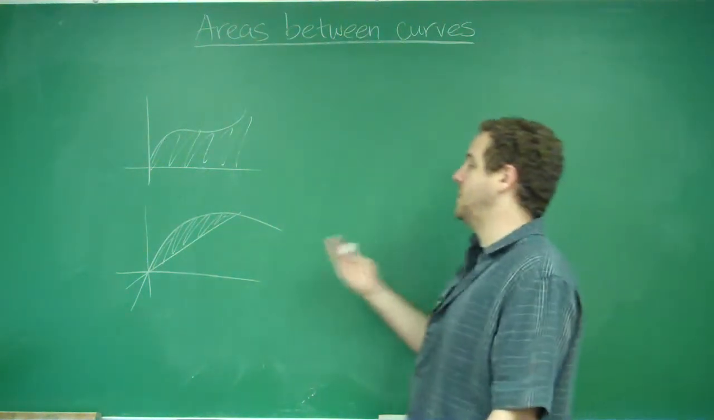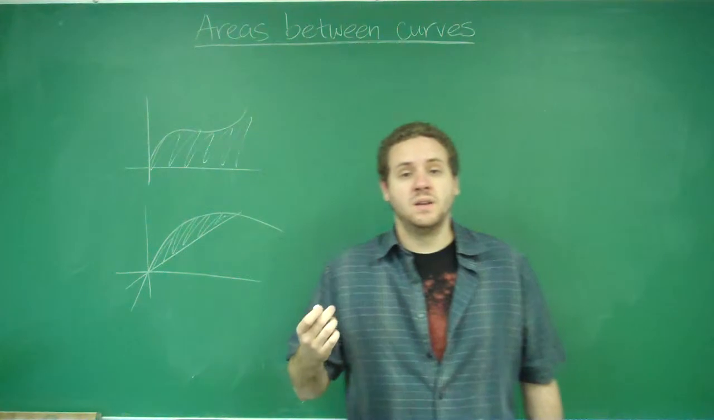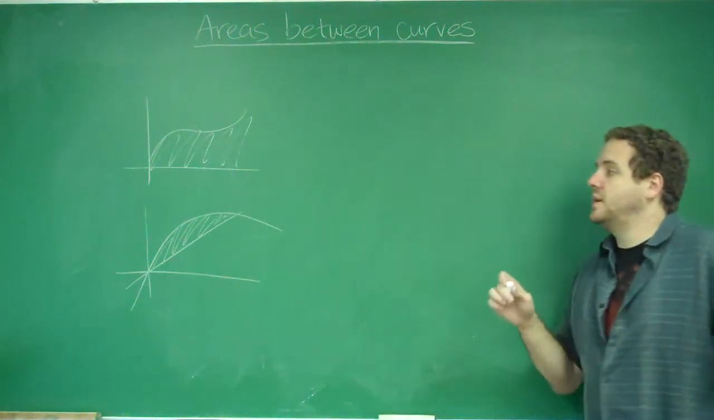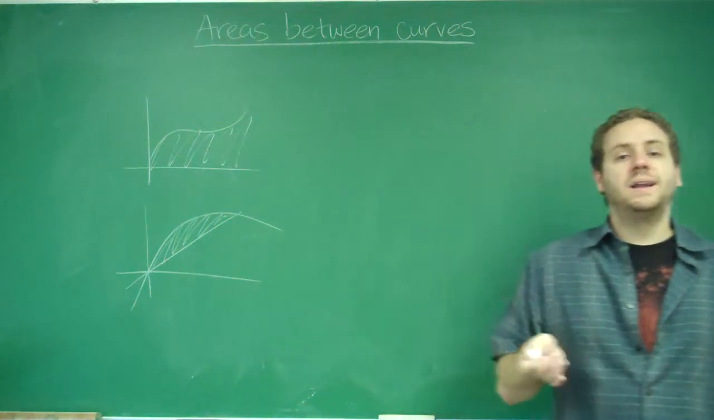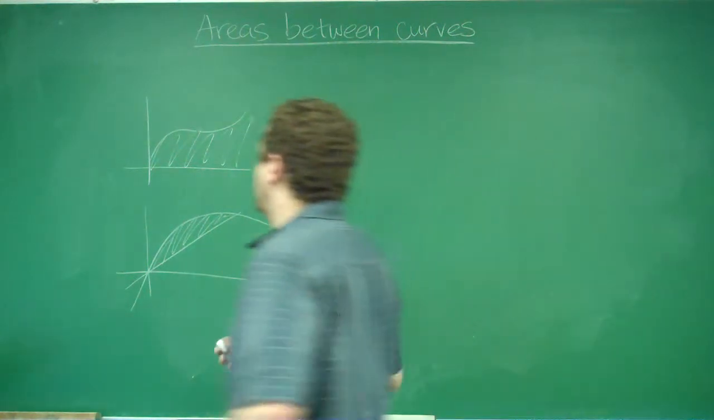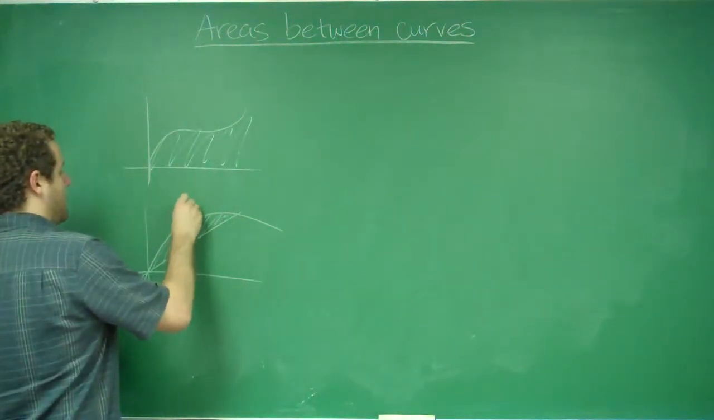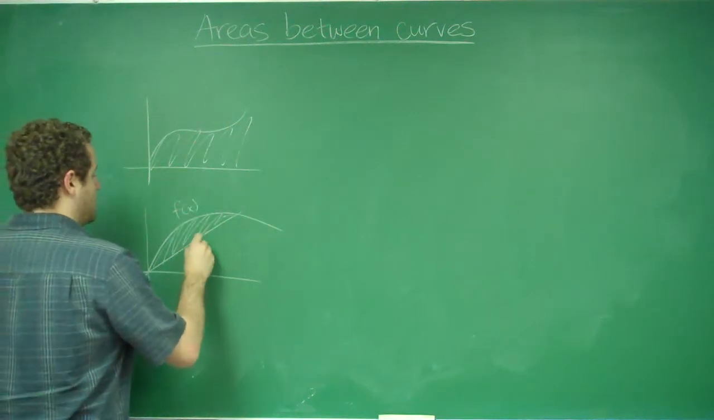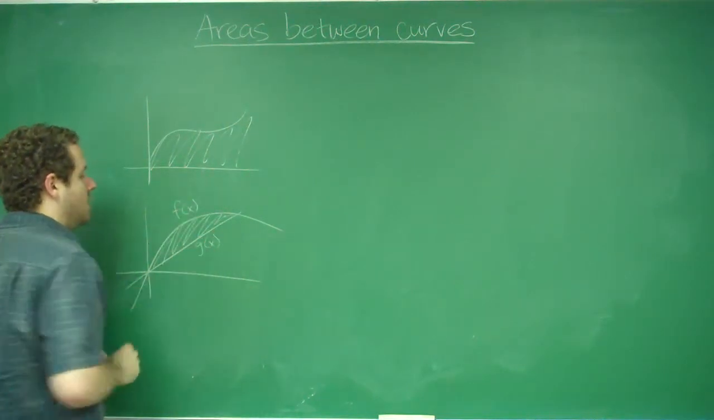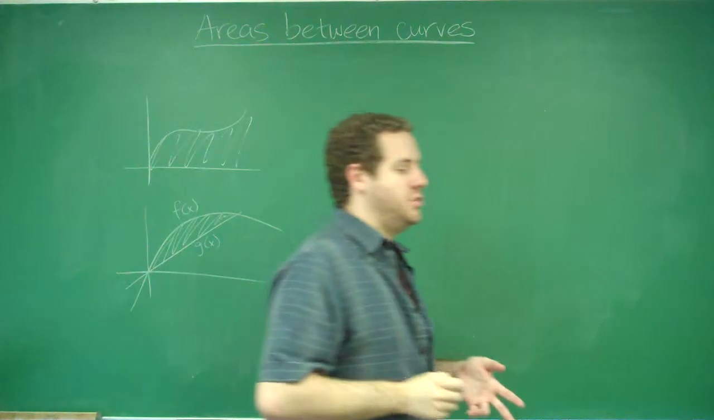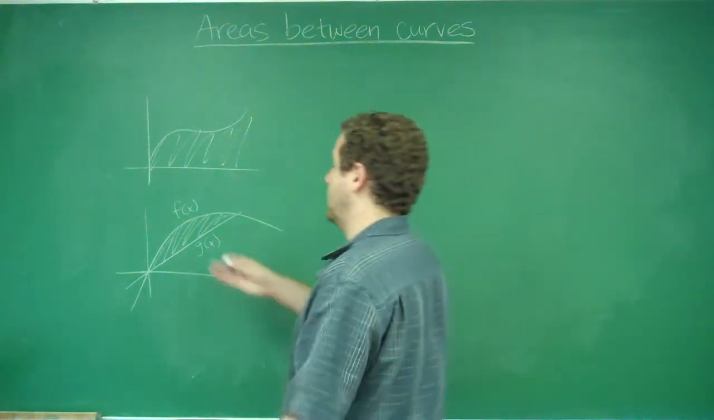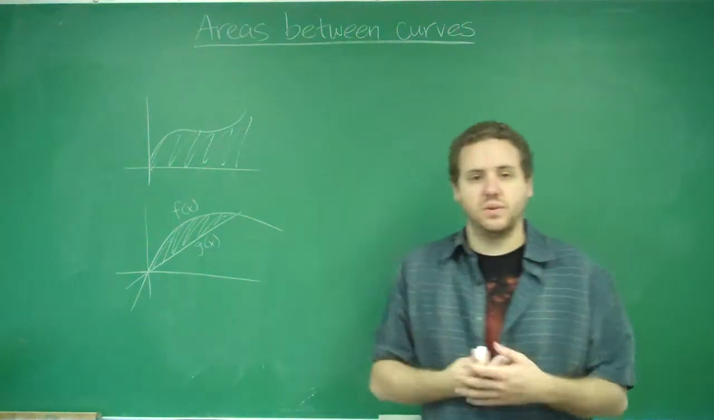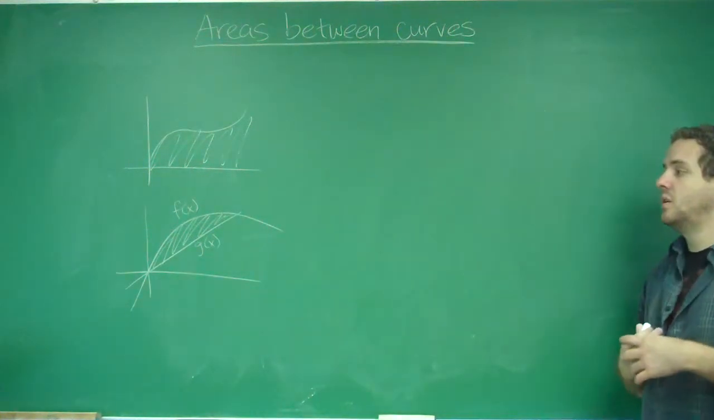So this is actually maybe a lot simpler than it seems, in that all you have to do is take the definite integral of the top curve minus the bottom curve. So let's, for example, call this one here f of x, and this one here g of x. So a typical question you'd get is, what is the area between the curves f of x and g of x, or whatever they happen to give you?